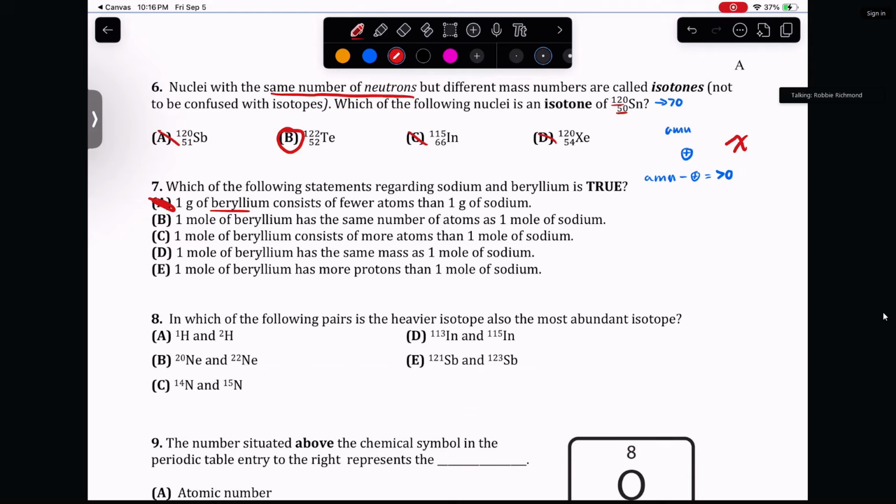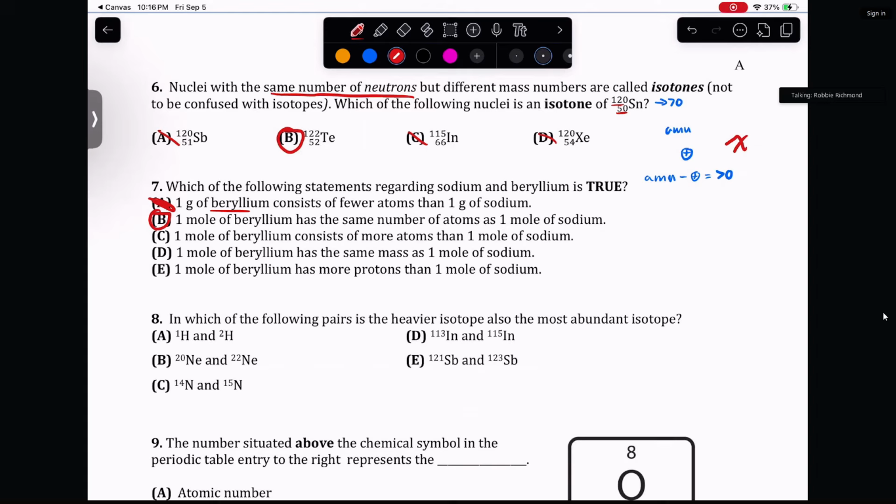Cool, answer choice B. 1 mole of beryllium has the same number of atoms as 1 mole of sodium. Just to reiterate, a mole of anything is universal. Definition of mole is Avogadro's number. So if we're converting moles to atoms, it's always going to be 6.022 times 10 to the 23rd atoms per mole in this case. So answer choice B, I'm going to say that that's right for now, but let's look at all the other answer choices.